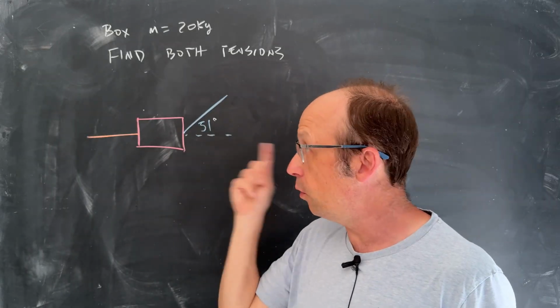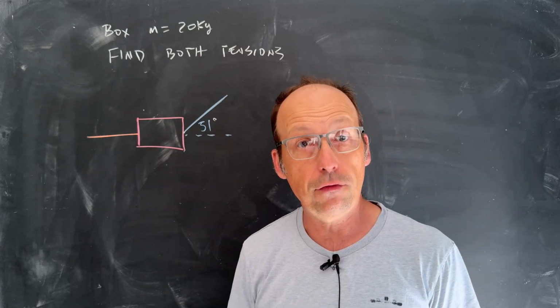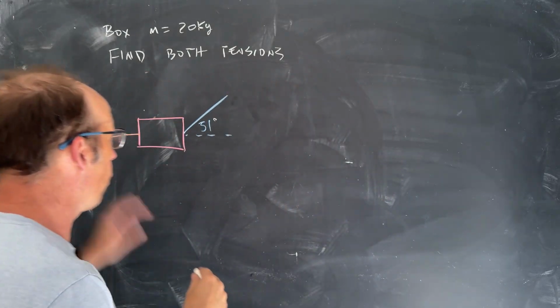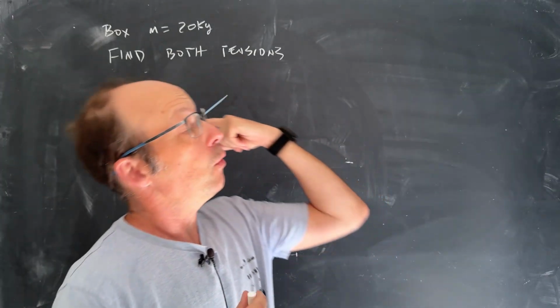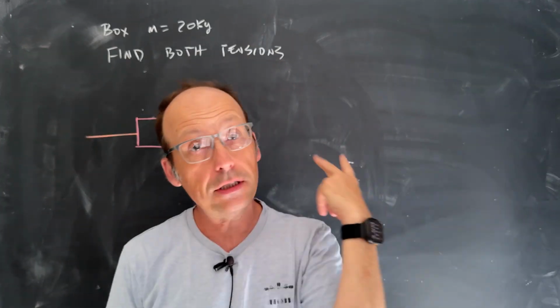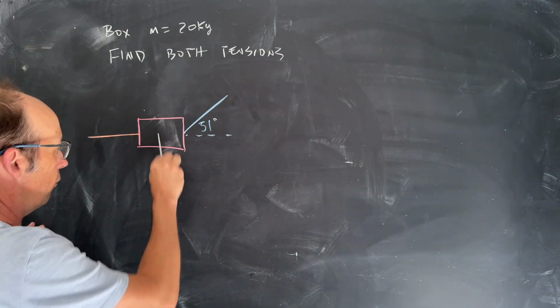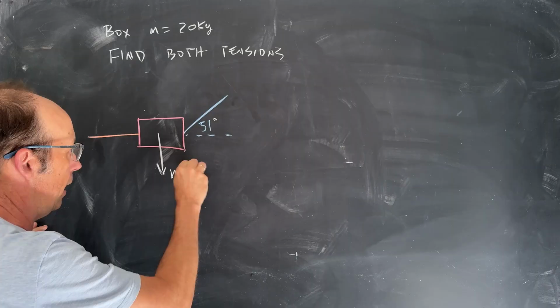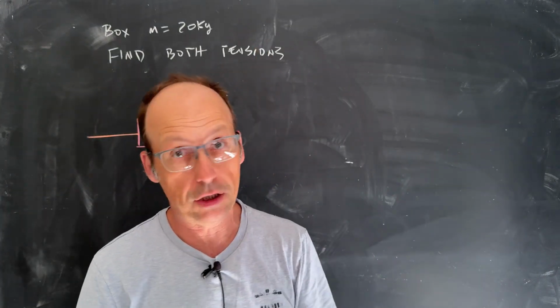We have these two strings attached to the box. Our first thing is to draw a force diagram. So what forces are acting on the block? Well, we have two types of forces. We have contact forces and long-range forces. So what long-range force do we have here? I mean, it's gravity, right? The gravitational force pulls straight down like that. And then both these strings can only pull in the direction of the string.